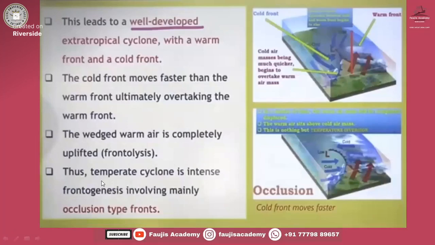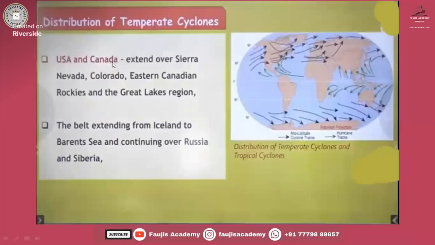Okay. Then after the temperate cyclone is intense, frontogenesis is involved in the occlusion type of trends. So after the formation of the front, we have the occluded front formation. When the rainfall and all those happen, and that occluded front becomes the stationary front, that time dying happens. Okay, so remember this occluded front name. Now you can see the distribution of temperate cyclone. You can see in the US and Canada area. Here we have it most of the time.